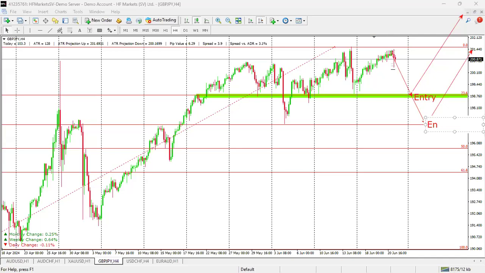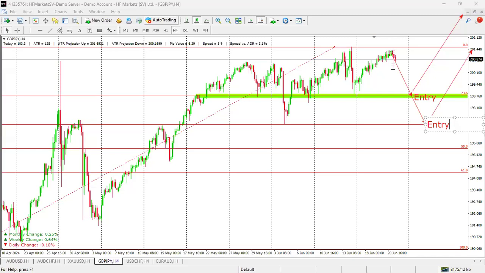If you're drawing for an uptrend, it must be from the lowest point you can find to the highest point. If it's a downtrend, from the highest point to the lowest point, that's what it must be. If it's an uptrend, it must be from the lowest point to the highest point. If it's a downtrend, from the highest point to the lowest point.